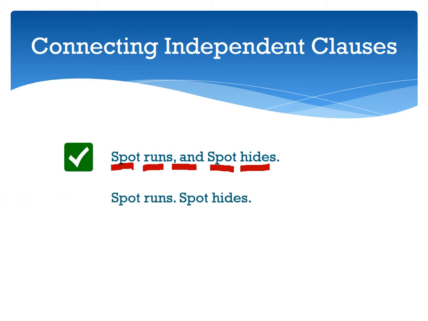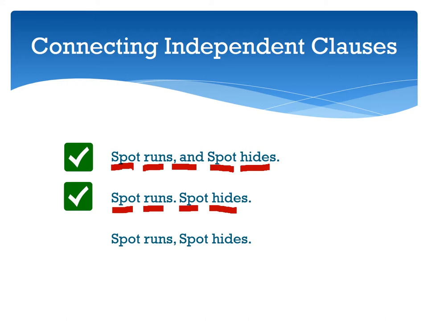Next one here, we have "Spot runs. Spot hides." This is another way that we can separate independent clauses. We have our subject, Spot, and we have our verb, runs. We have another subject, Spot, and what's he doing? He's hiding, so there's our verb. We're going to separate those with a period because they're complete sentences, and we can do that. That's totally fine. We can either use a period to separate them, or we can connect them with a coordinating conjunction and a comma. All right, so this works too.